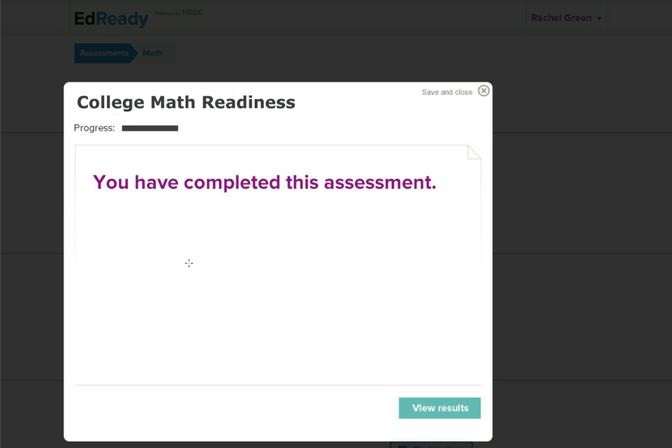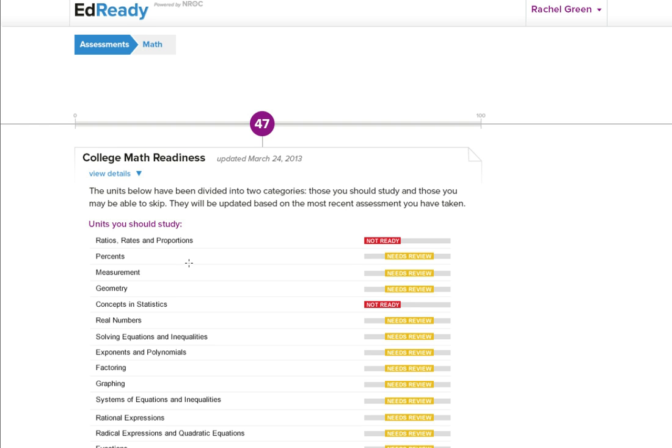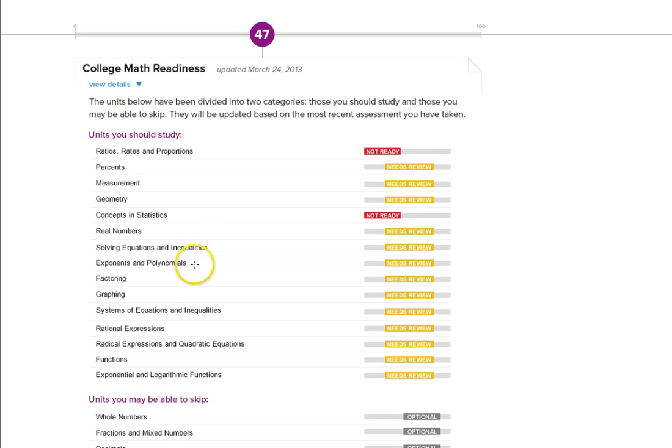At some point, usually in under an hour, you will complete this assessment and get your first view of your results. What you can see here is that Rachel got a score of 47. That score doesn't really mean much in this context. The EdReady score runs from 0 to 100, with 0 being the worst, 100 being the best, and so 47 is somewhere in the middle. We don't really know what that means in terms of whether there's an institution that Rachel can attend right now with that score. But that's not really the point of this screen.